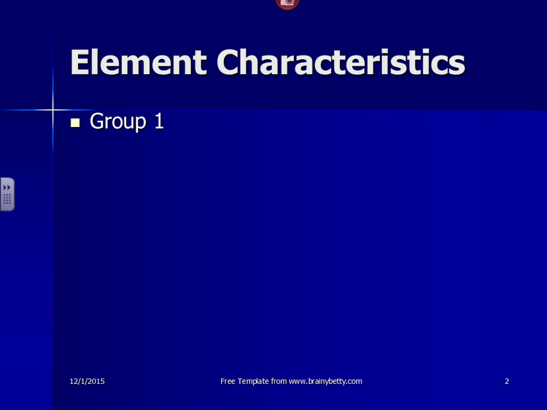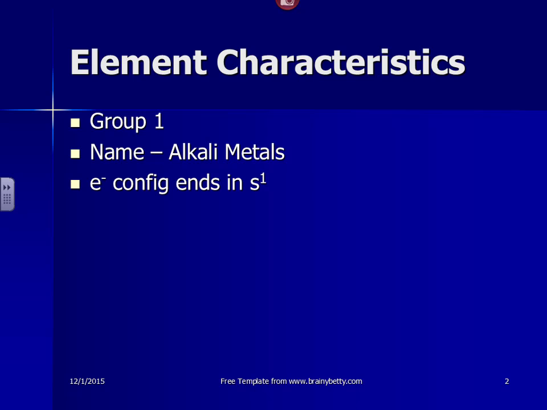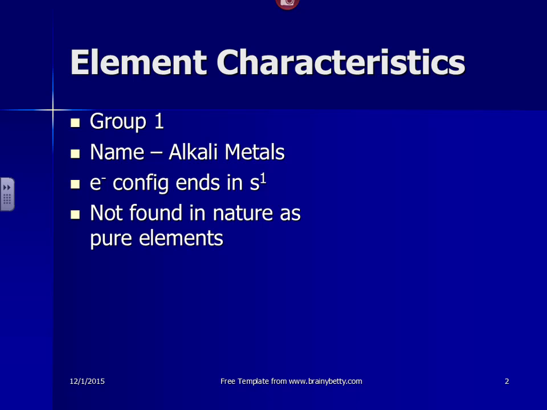We're going to set hydrogen aside and come back to it later, and we'll actually start that group with lithium. The name of this group we should already know is called the Alkali Metals. We should also already know that its electron configuration ends in s1. We talked about as a group how these elements are not found in nature as pure elements. You cannot go outside and dig up a chunk of sodium. When you find them in nature, they are always bonded with something else. They're always in a compound.